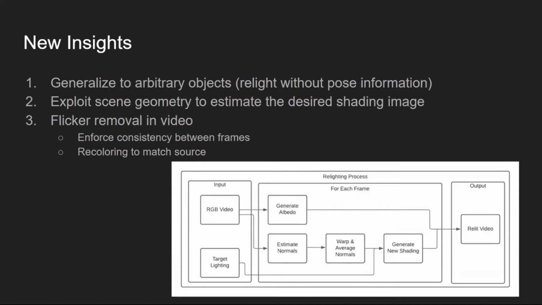Here is the pipeline for our method. We take an RGB video and generate reflectance and normal images. We warp them to enforce consistency, generate shading for the relit image using target lighting, and then recreate the video.